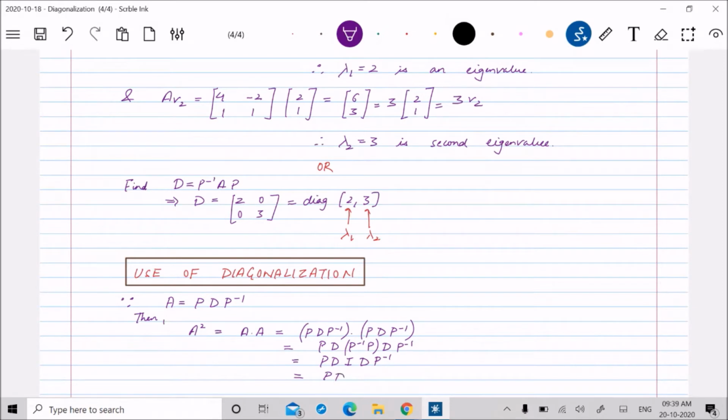P D square P inverse, because I into D is D, D into D is D square.